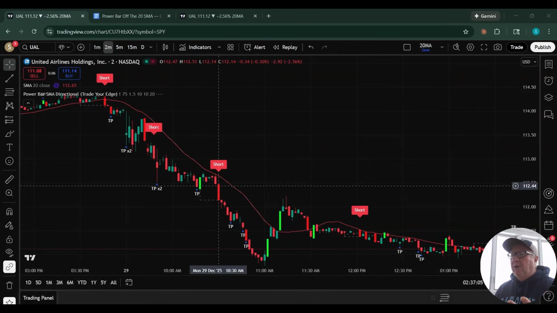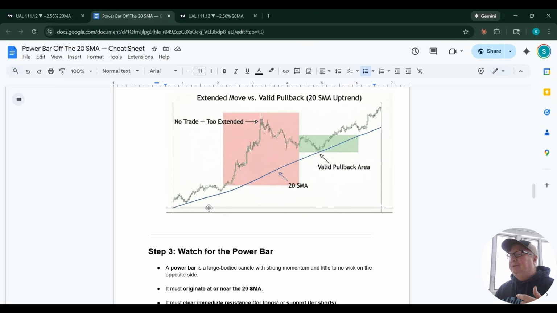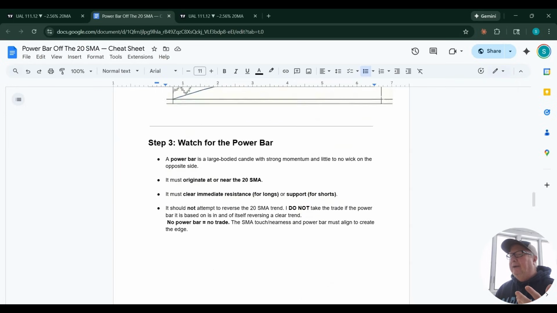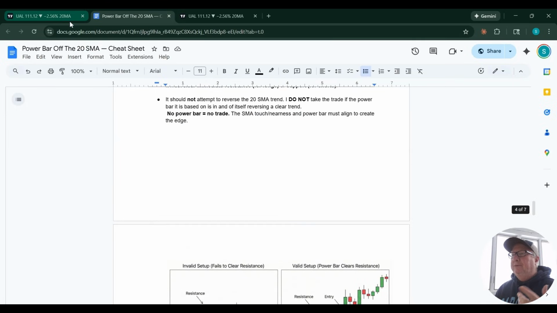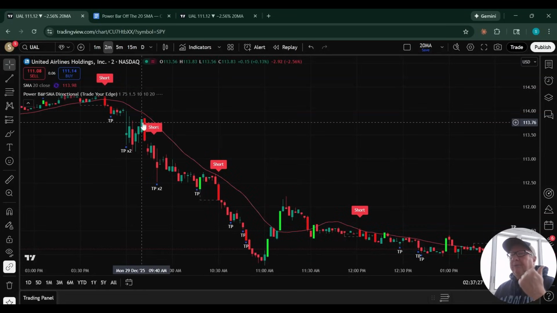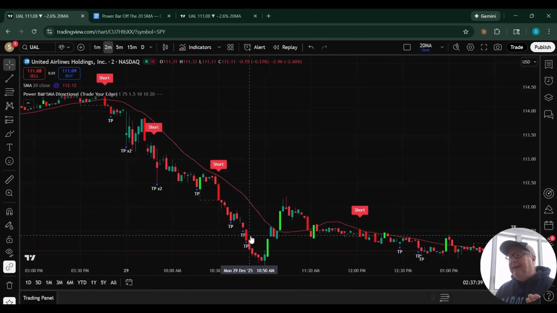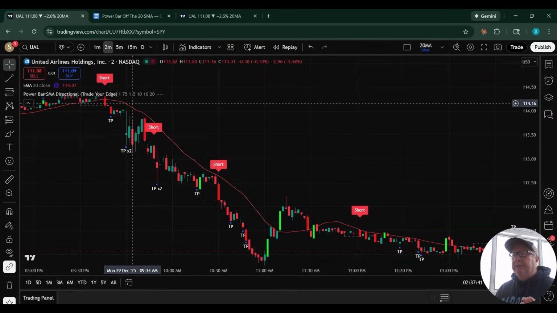Again, the power bar, which I have a cheat sheet for, which you can get for free. Just type power in the comments and I'll send you a cheat sheet that I put together with visuals so you can go through that and take your time so you understand it completely. But all it is, is a power bar that originates at or near the 20, that is moving in the direction of the 20, that is clearing support or resistance to the left. Again, in this case, it's going to be clearing support with UAL.